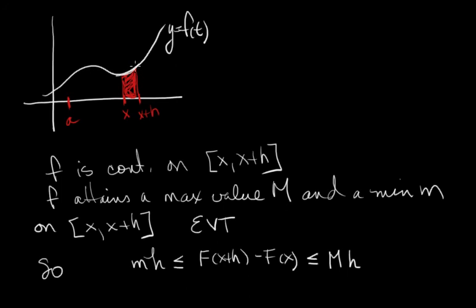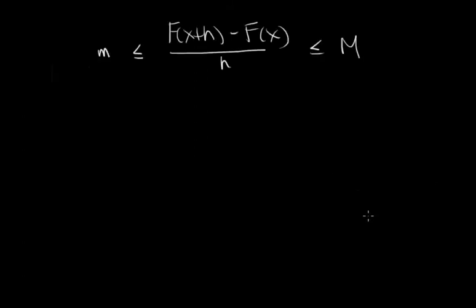Where you see it looks like it's increasing, capital M would be right here, and we're talking about the big rectangle, M times h, and then you have a little rectangle, little m times h, and the red area is in between them. So this implies, if we divide through by h, which is a positive number, that little m is less than or equal to capital F of x plus h minus capital F of x all over h, which is less than or equal to capital M.